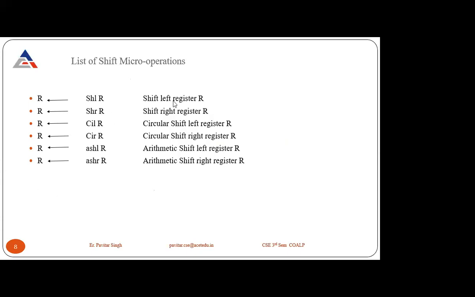So this is the summary of the various shift micro-operations. The first two correspond to logical shift. SHL means logical shift left. SHR means logical shift right. CIL means circular shift left, and CIR means circular shift right. Similarly, ASHL means arithmetic shift left, and ASHR means arithmetic shift right.